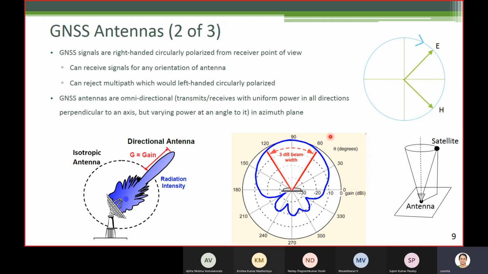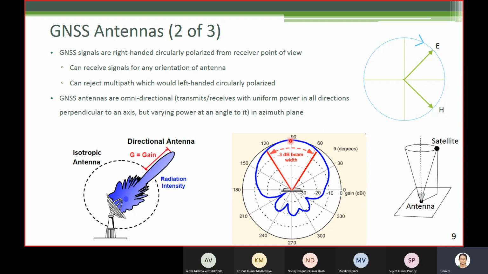Because you can have satellites at high elevation but at different azimuth, in all the directions in the azimuth plane. And you want to give the same importance to all the satellites. They are all high elevation satellites and you want signals from high elevation satellites. So why differentiate them just because they have different azimuth? That's why the antenna does not differentiate between azimuth angles if the elevation is constant.